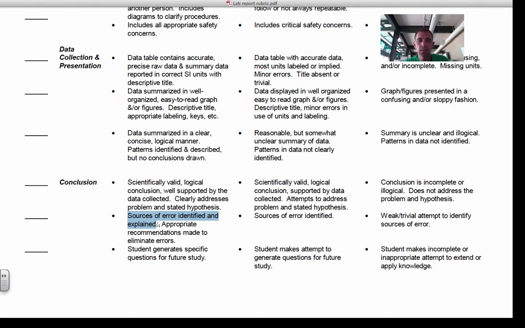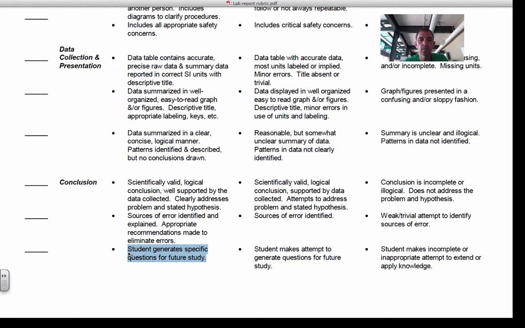You also need to include sources of error, so be critical about how you construct your choice chambers. Be critical about how you could have introduced error into this. Try not to make things up, but look for valid sources of error. And then, of course, how can you reduce that error? If I picked up your experiment, how could I then run it without those sources of error?